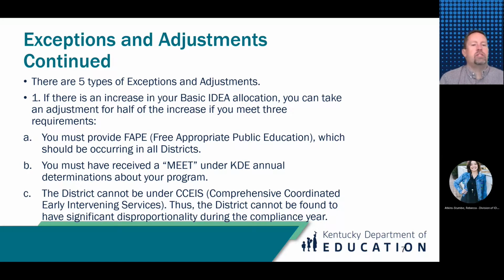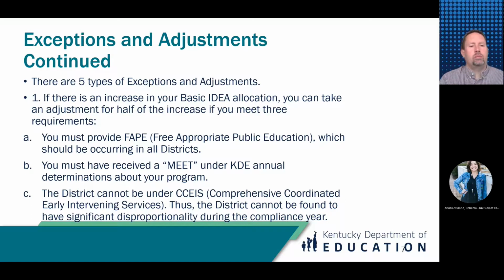There are 5 types of exceptions in the adjustment. 2 of those are automatic, and 3 of those you would look for on your own. I will talk about the first 2 automatic exceptions, which show up on your spreadsheet, and then I'll talk about the 3 exceptions that you should look for on your own.